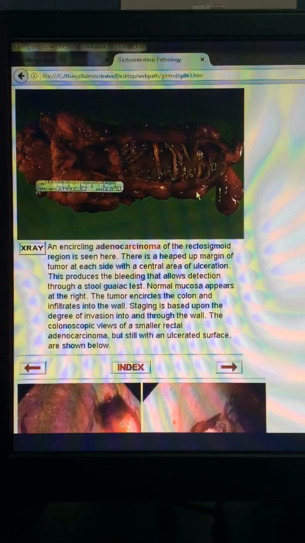High segment of rectosigmoid. This is one end and this is the other end. The specimen is opened longitudinally. Okay, and this is the ulcerated circumferential tumor here. Okay, this part represents normal colon.